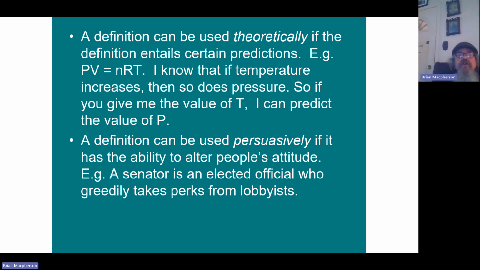And finally, another use of definitions is that they can be used persuasively, if they have the ability to alter people's attitudes. For example, I could say a senator in Canada is an elected official who greedily takes perks from lobbyists. Well, that's kind of a cynical definition. It's persuasive. It doesn't really tell you what a senator is. It's trying to sway your emotions to have a negative attitude. So that's another way that you can use definitions: persuasively.